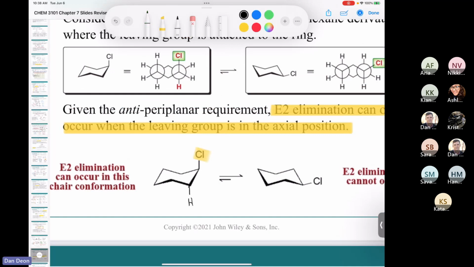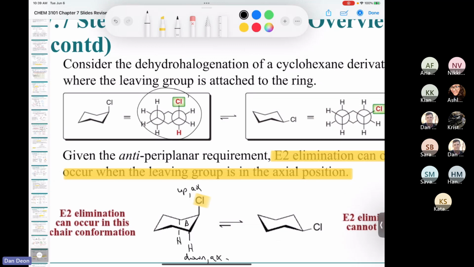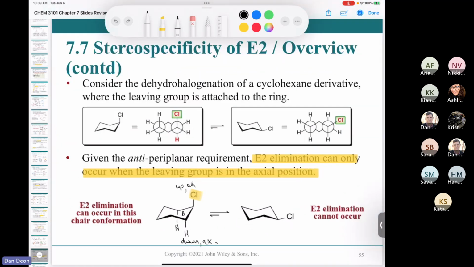If you have the leaving group pointing up in axial, that means the beta proton would have to be down and axial. So you could remove that beta proton or this one, either way. But in here, there's nothing that's going to be anti-periplanar to it. Here they show the Newman projection of it. I would never get you to draw the Newman projection of a ring like that. So if it helps you to look at it, be my guest, but you don't have to.